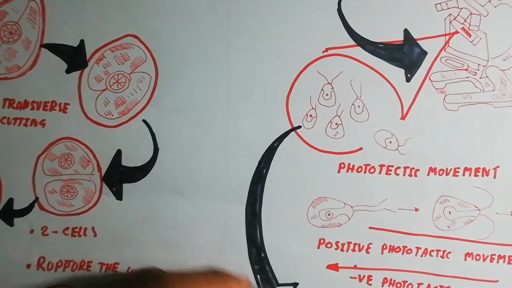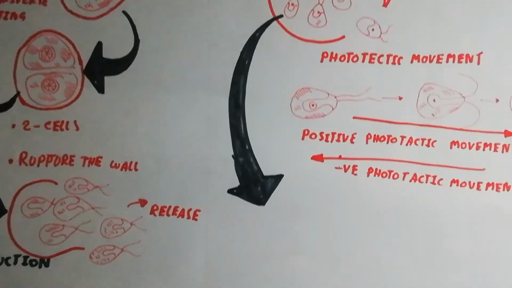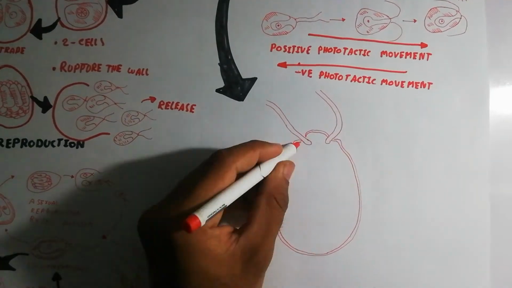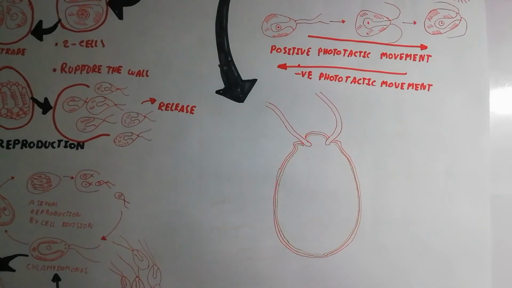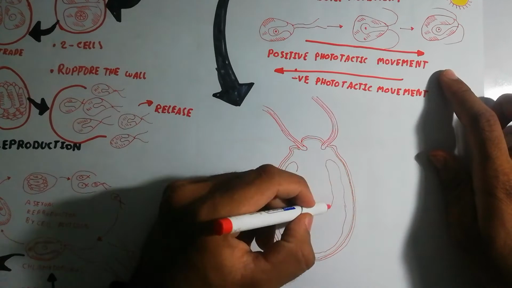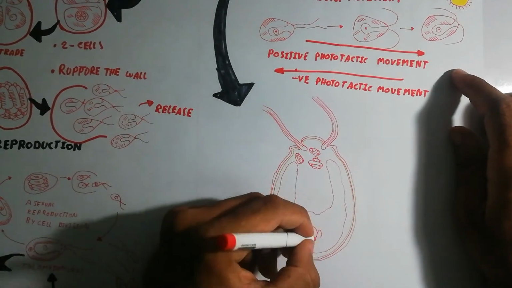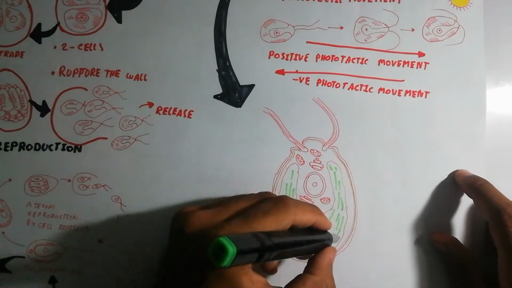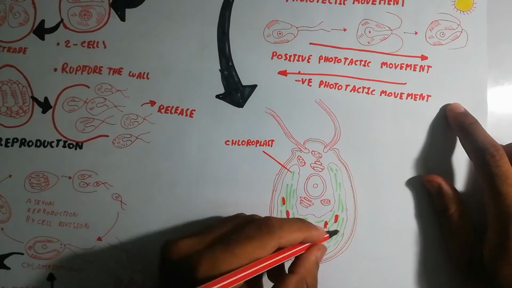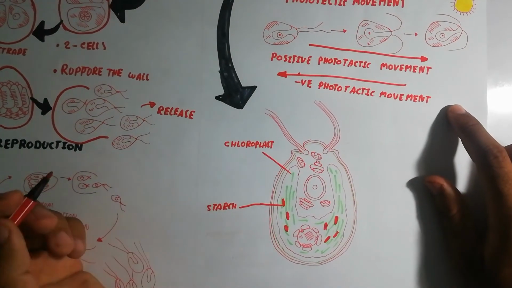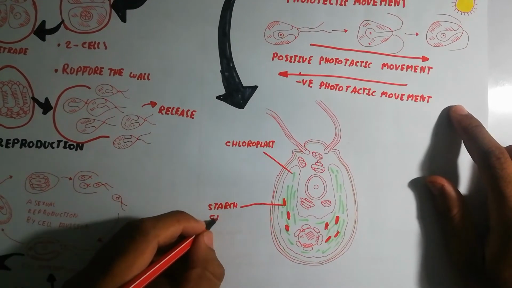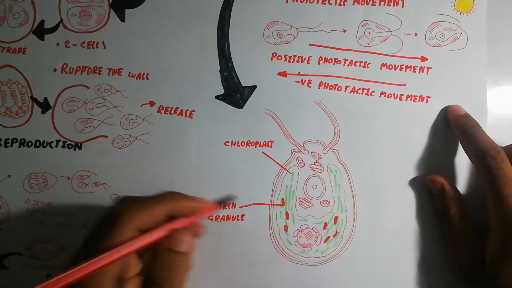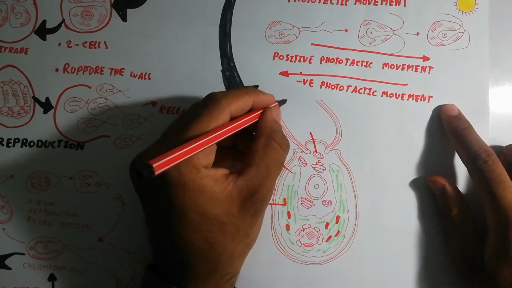Phototactic movement is toward the photon, toward light. Positive phototactic movement is toward the light, and the flagella will move backward. The whiplash structure of the flagella moves backward, and the Chlamydomonas will move forward. Negative phototactic movement means moving away from the light.